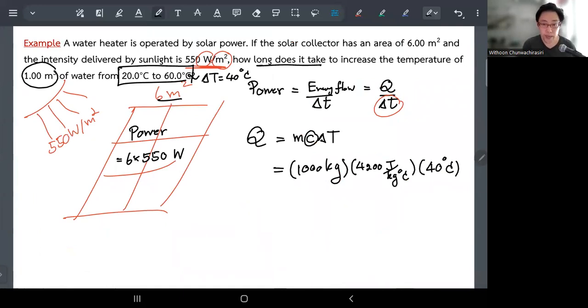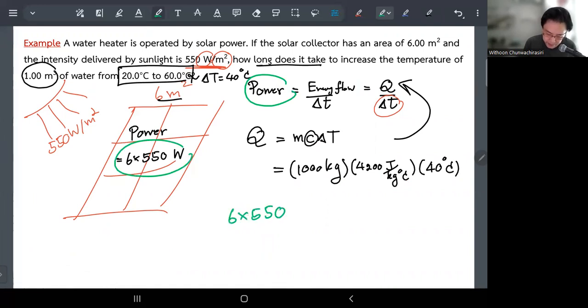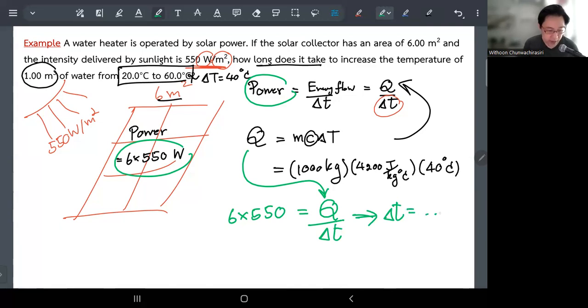And that's it. So that means you know how much energy you need to warm up the water from 20 to 60. And then you just plug this back in here. The power is right there, 6 times 550, and it is going to be equal to the amount of Q that you have already calculated here divided by delta T. So you will be able to calculate the delta T from here. And you are done. Okay, not bad.